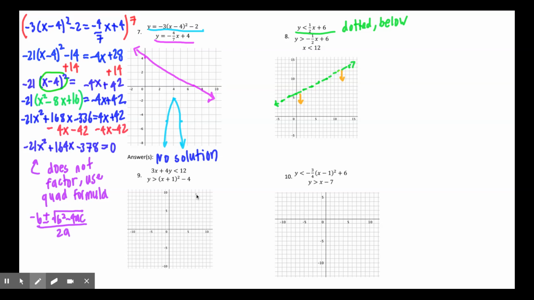Okay, and the next one is negative 1/2 x plus 6. So it has a y-intercept of 6, but then it's negative 1/2.